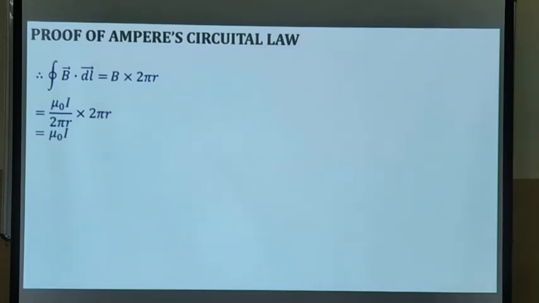I hope this particular part of discussion is clear to you all. In my next part I will be taking a look at applications of Ampere's circuital law. I hope this part is clear to you all. I'll proceed to my closure of this topic.